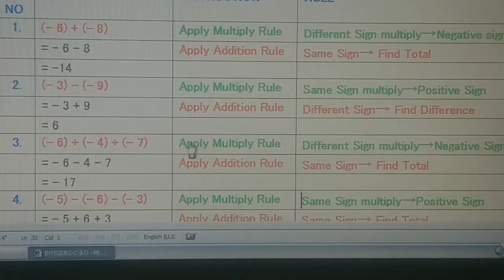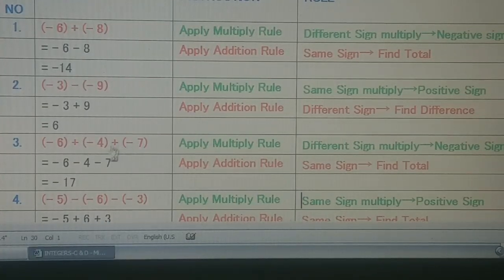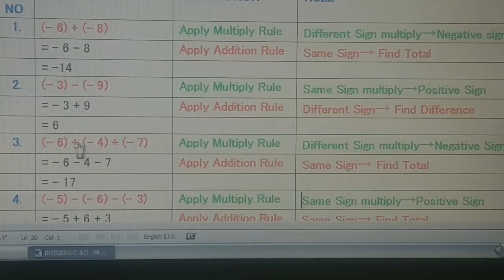Now we have to apply the multiply rule, because between plus and minus there is a bracket, and this bracket symbolizes the multiply rule. In the multiply rule, same sign multiplication, positive answer; different sign multiplication, negative answer. So plus and minus are different signs, so we have negative. So between 6 and 4, we have to write minus.